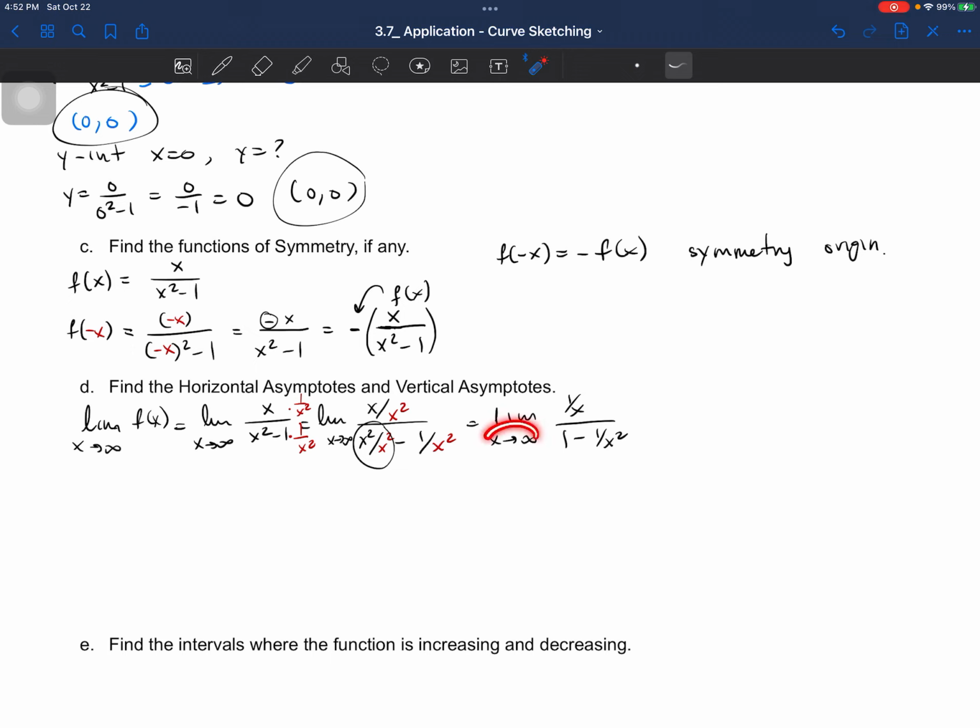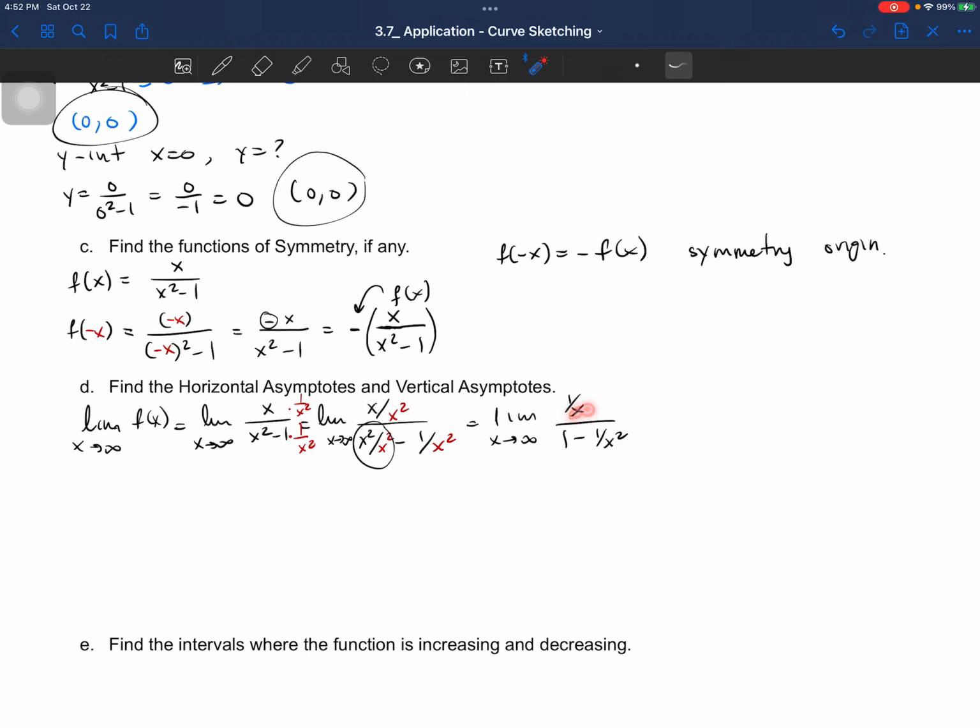we get 1 over x in the numerator. The denominator gives us 1, and then this one stays the same. So when we apply the limit, as x goes to infinity, 1 over a number that is approaching infinity, this is becoming very big. This is staying the same.